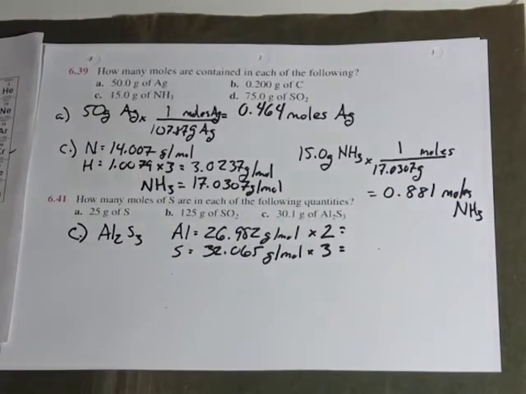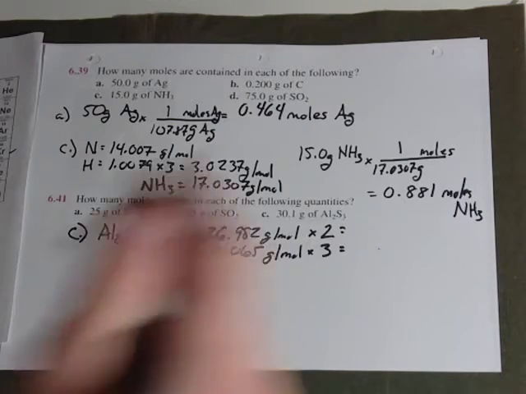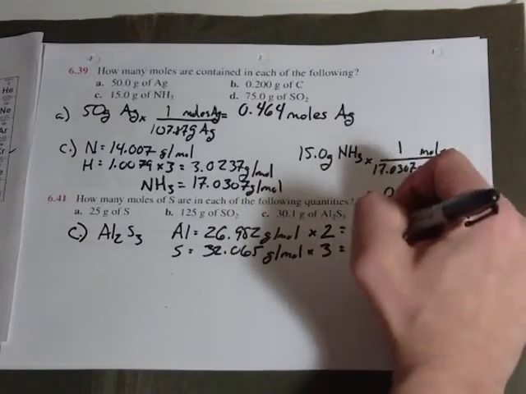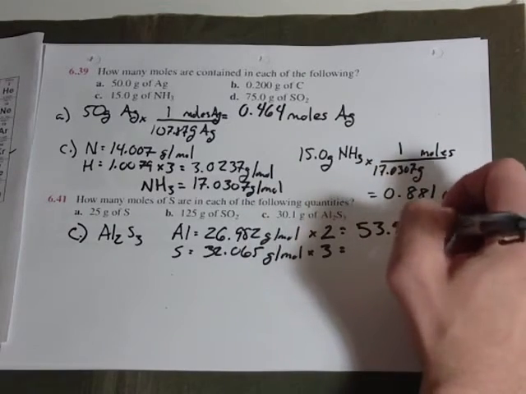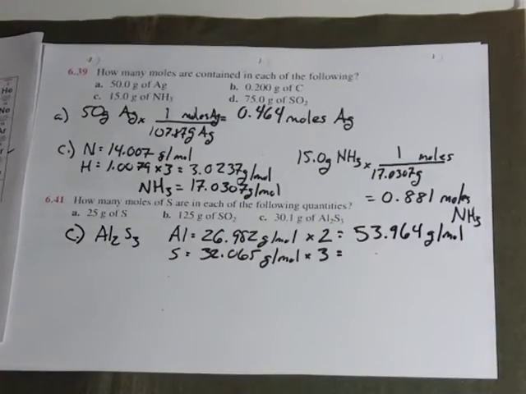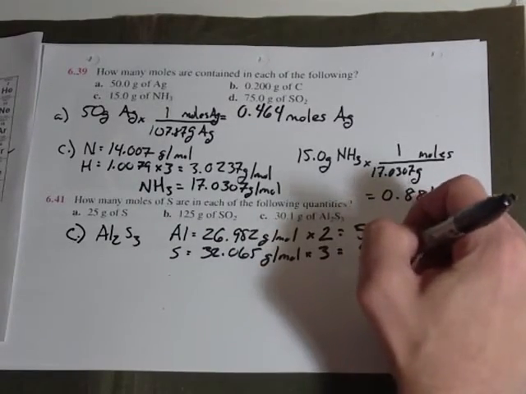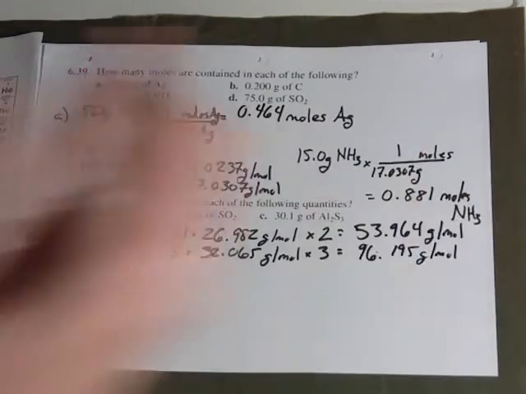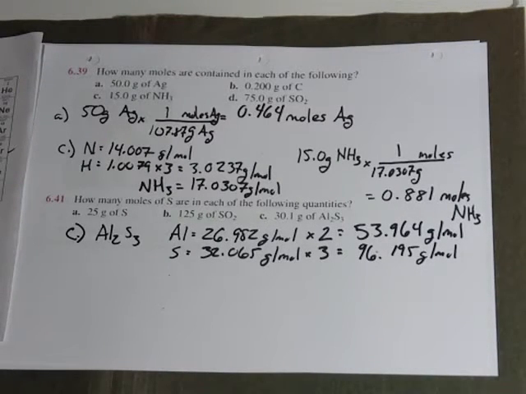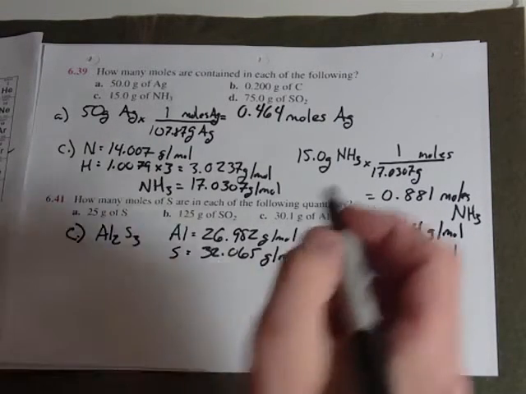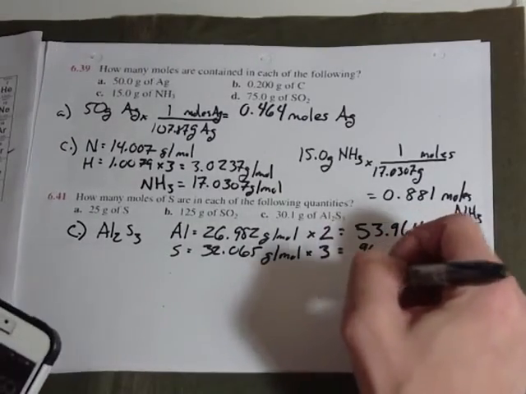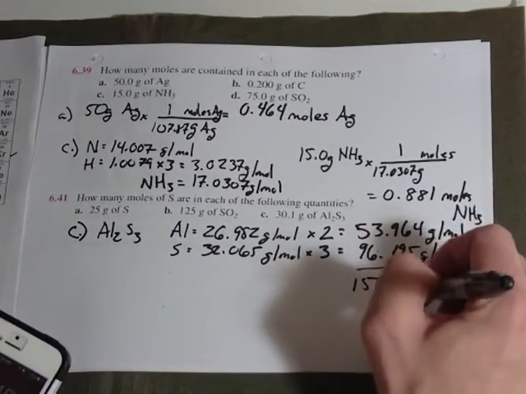And so we first multiply those numbers. 26.982 times 2, we get 53.964 grams per mole. And for sulfur, 32.065 times 3, and we get 96.195 grams per mole. We're going to add up those two values, plus 53.964, and we get a number of 150.159 grams per mole.